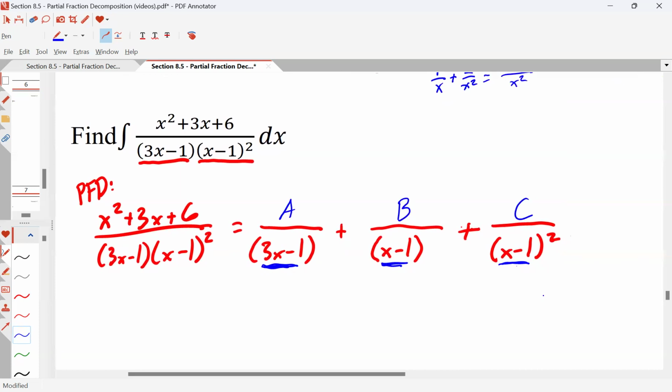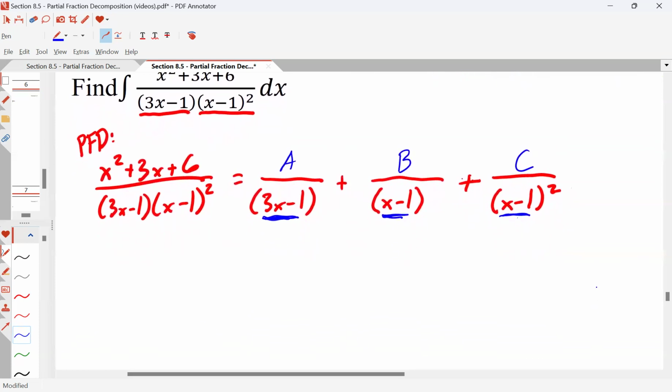Now we need to go through that process of finding these pieces. So we're going to multiply by this common denominator to clear the fraction. When we multiply by that denominator on the left-hand side, it just clears out the whole denominator. Now, when we take A and multiply it by 3x minus 1 times x minus 1 squared, the 3x minus 1s will cancel. We get A times x minus 1 squared.